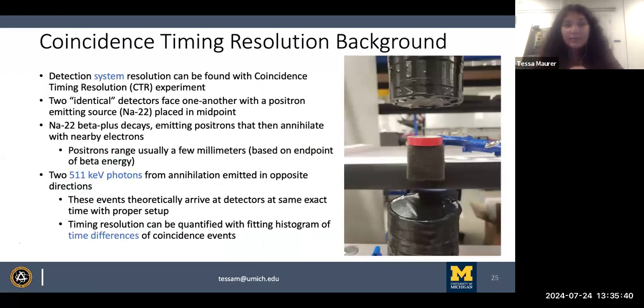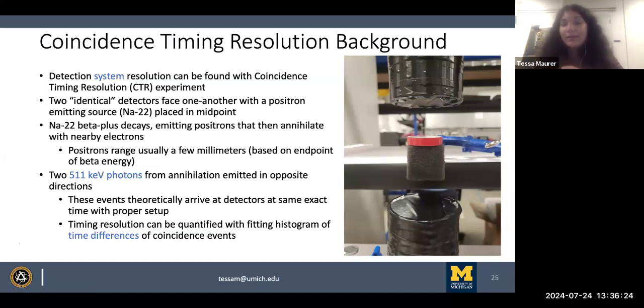Okay, the next experiment I'll talk about is coincidence timing resolution. So there's a lot of ways to determine the resolution in terms of time of your scintillator, but CTR, or coincidence timing resolution, is a way to get system resolution. So that's an important point. It's not just necessarily of the material itself, but the readouts you use, the electronics, all of that. And what you do is you use two detectors, as identical as you can make them, facing each other, and you put a positron emitting source in the center. And in this case, that's sodium-22. Now, if you think back to physics, right, sodium-22 beta plus decays.